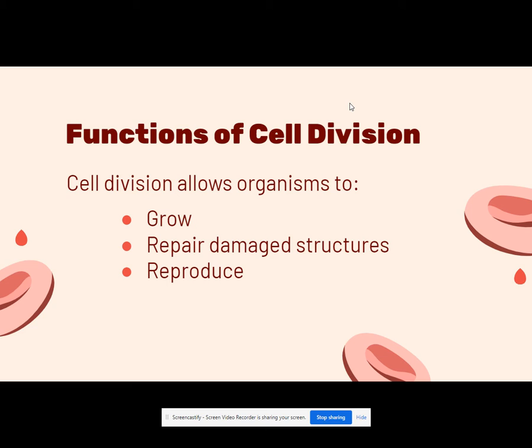Most organisms reproduce when specialized cells from two different parents combine, forming a new cell. This cell then undergoes many divisions and grows into a new organism. Cell division has more than one function in living things. Cell division allows organisms to grow, repair damaged structures, and reproduce. So those are the three things.